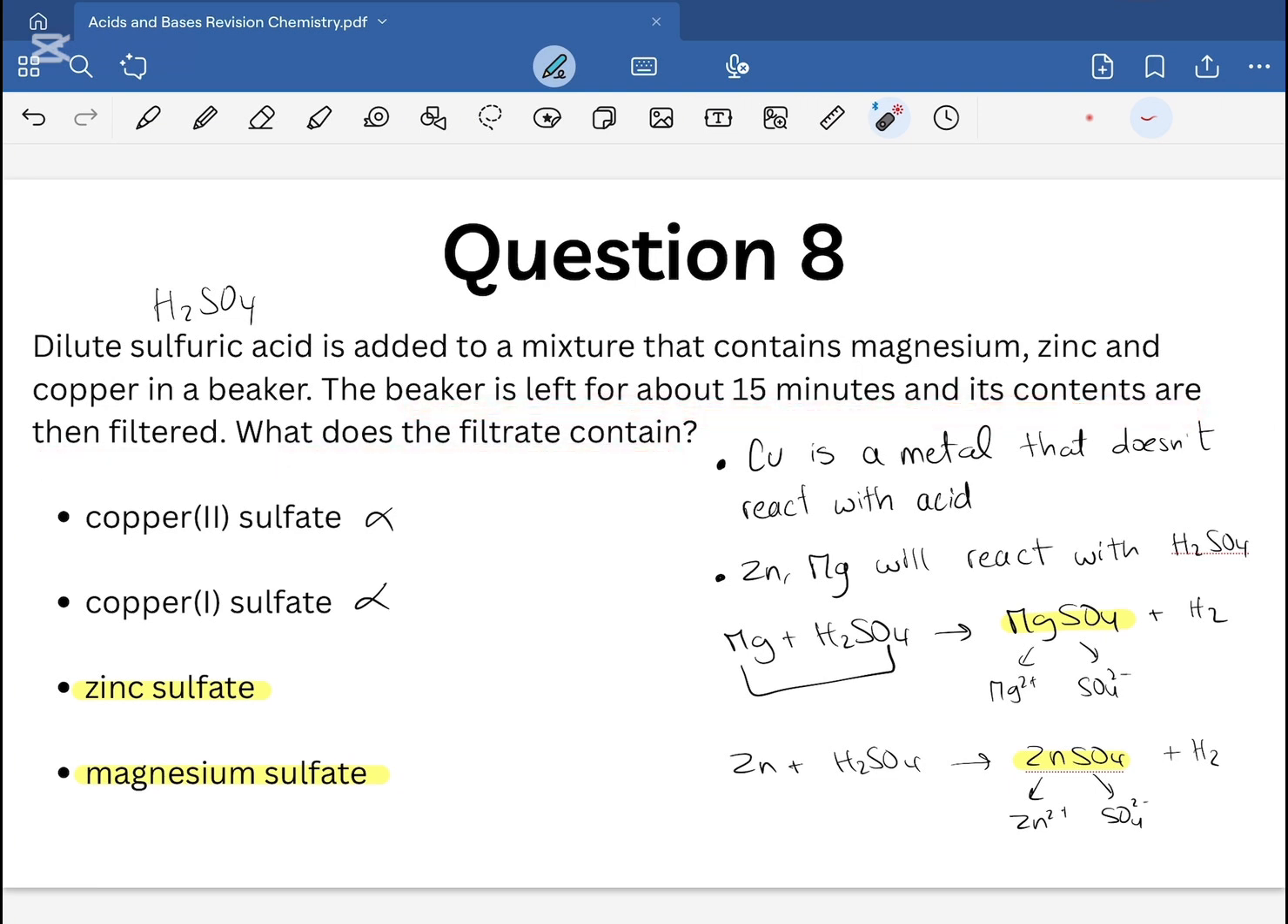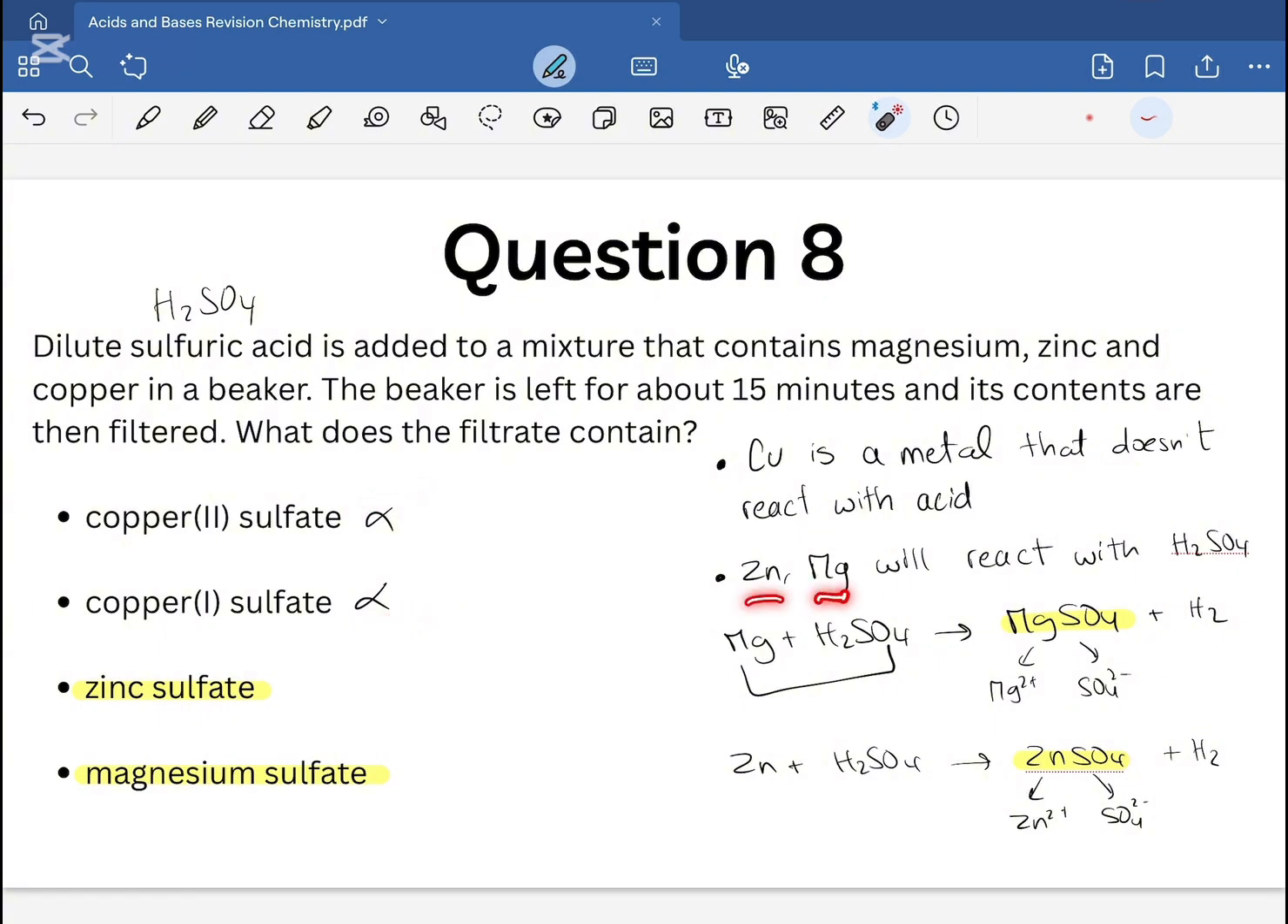So if you look at Cu, zinc, and Mg, Cu first is a metal, but it will not react with the acid, H2SO4, because Cu is an unreactive metal. If you want to say, it has a low reactivity with the acid. So Cu will remain and nothing is going to be formed, neither copper sulfate nor copper 1 sulfate. So these two options are going to be eliminated.